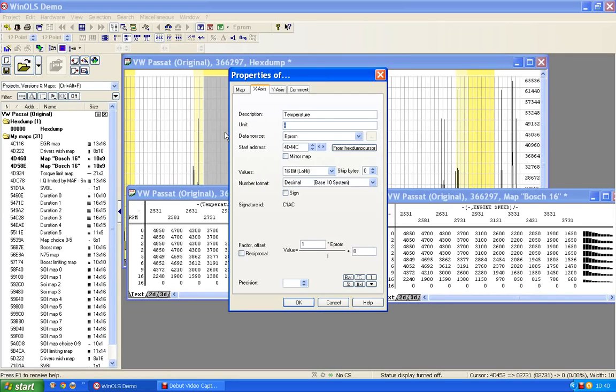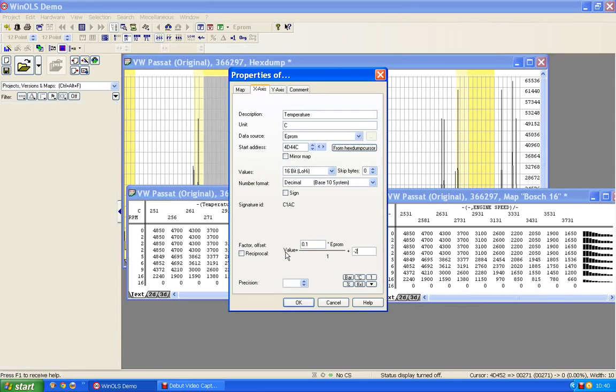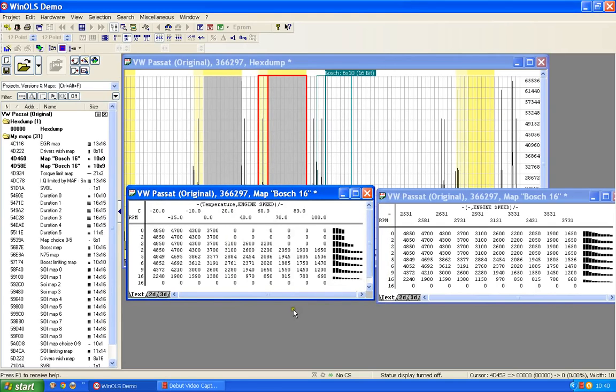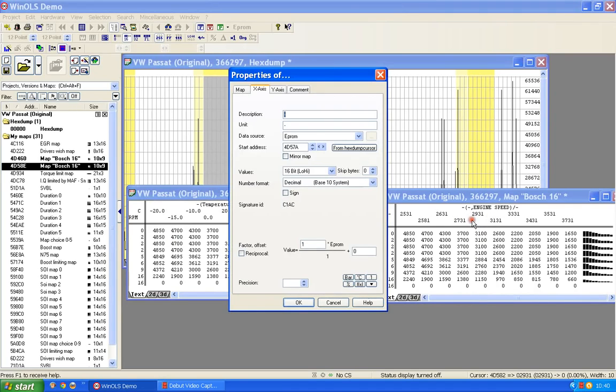I'll just put a C there, save mucking about with degree signs. And if that's the case, then I'm going to want 0.1 there, and I'm going to want minus 273.1 over there. And what shall I have a precision of? We'll have a precision of 1. Okay. We've got some quite high temperatures. Let's go and look at this one and see if that's the same.